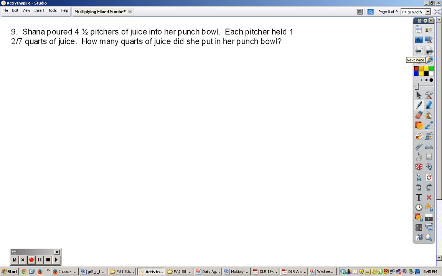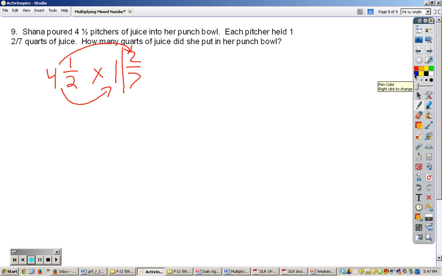Number 9, I'm going to do by decomposing. So I have 4 1/2 times 1 2/7. Remember, decomposing is when I take one of my mixed numbers and I break it up. I'm going to take 1 2/7 and break it up. So now I have to multiply 4 1/2 times 1, and then 4 1/2 times 2/7. So 4 1/2 times 1 first, and then add them up.